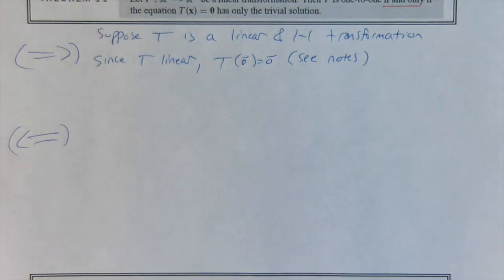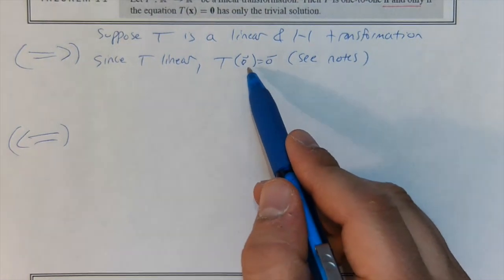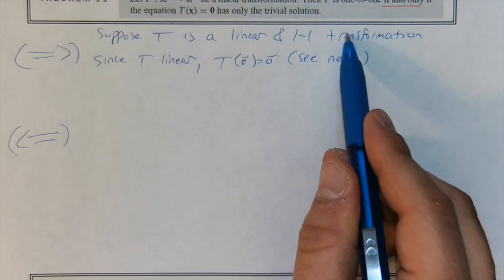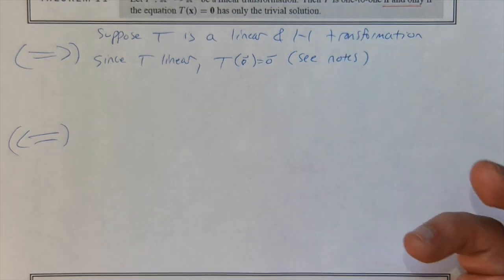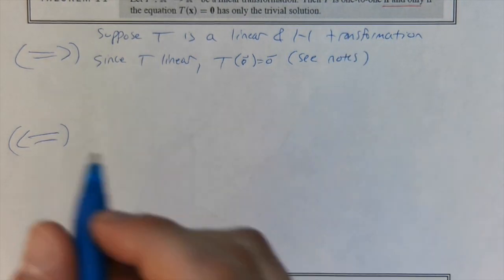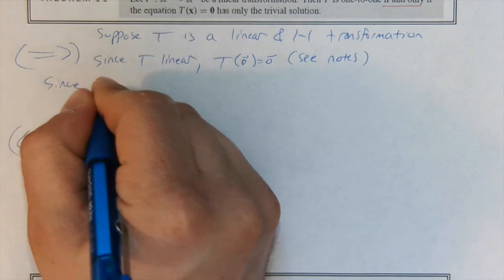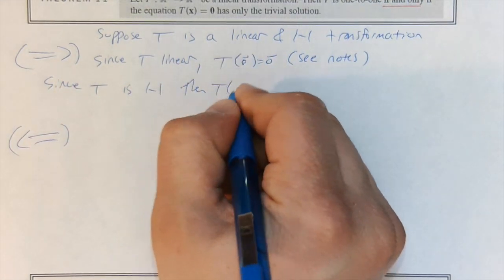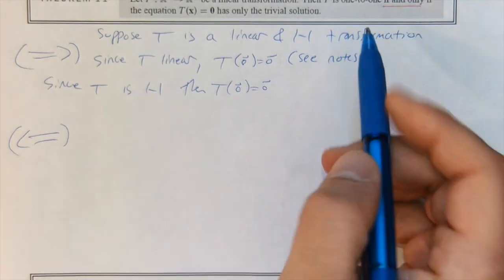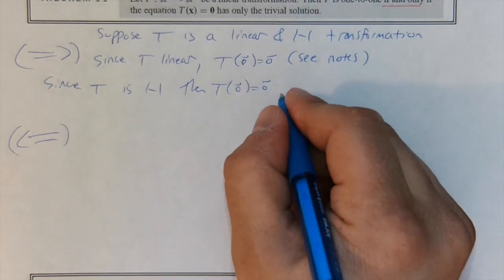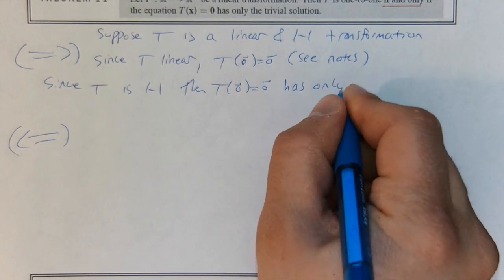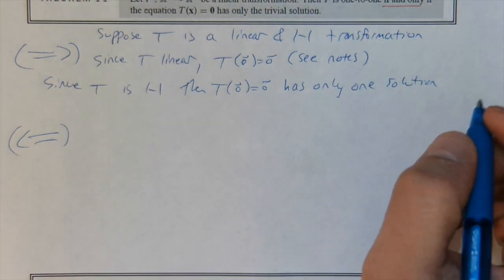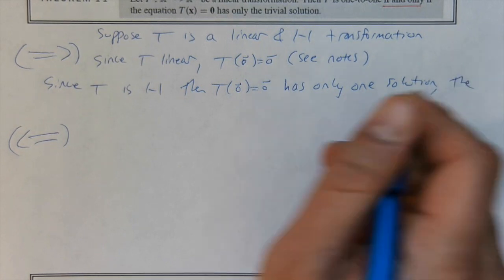And we know that, so we know this is true from the fact of being linear. If we know it's one-to-one, then they can only have one possible solution, and so it must be the trivial solution, since the trivial one always exists, right? And so since T is one-to-one, then T of 0 equals 0. That was something we assumed; it's one-to-one, so it must have only one solution, and we know it must be the trivial one.